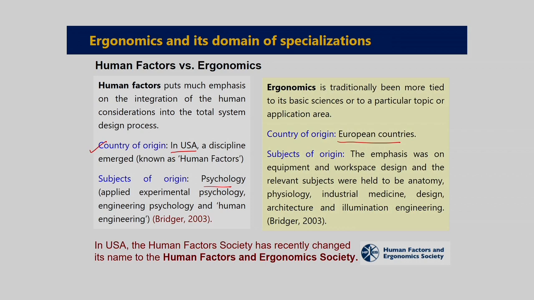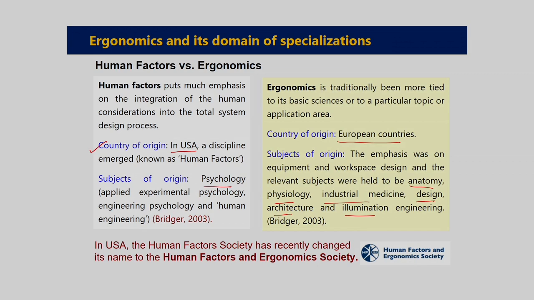Initially, human factors was actually dealing with the cognitive aspects, but ergonomics originated from subjects like anatomy, physiology, industrial medicine, design, architecture, illumination engineering, and similar subjects. So, during its origin, ergonomics mainly looked after issues related to the physical aspect, while human factors was dealing with the cognitive aspect. But later on, what happened?